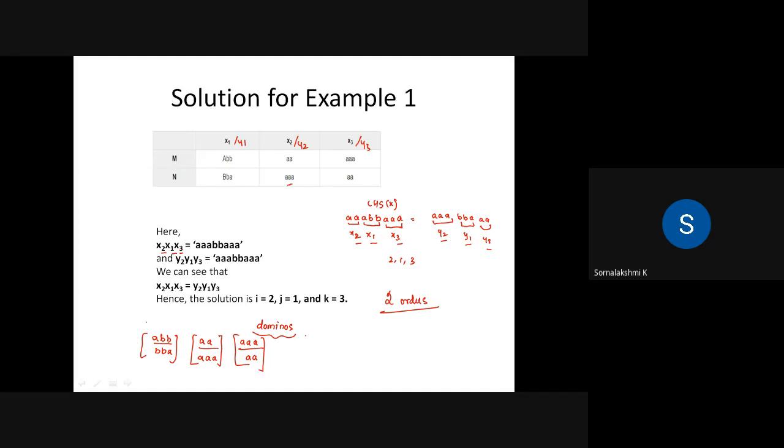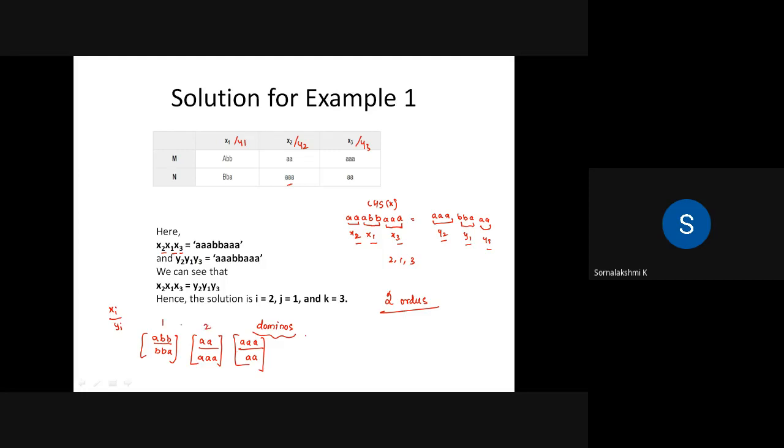Each domino is xi by yi, with the same index, so that we don't confuse the index hereafter. Given these three dominoes, my Post Correspondence solution should arrange the dominoes in any order such that I get the same string in the numerator and denominator. So we got 2, 1, and 3.